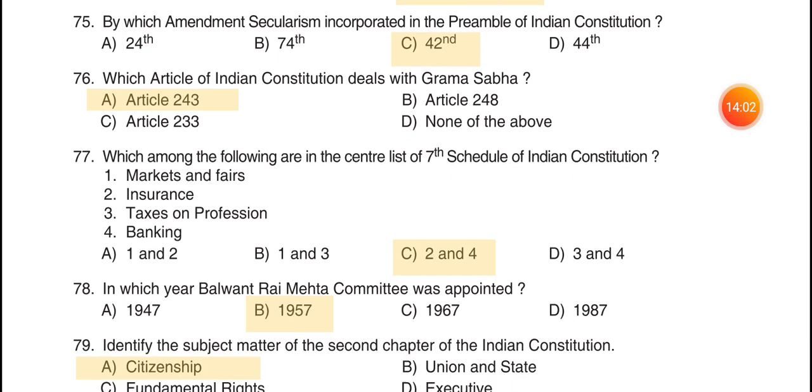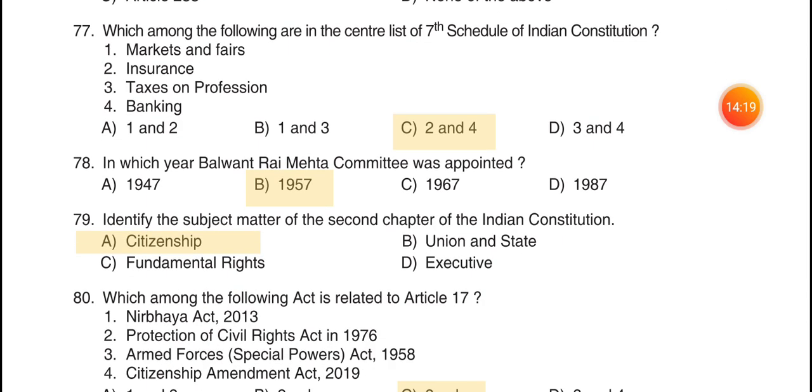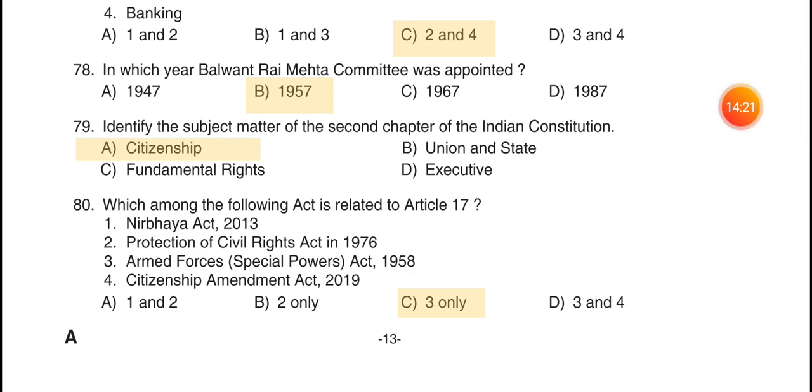77. Which among the following are in the Union list of the 7th Schedule of the Indian Constitution? 1. Market and fair. 2. Insurance. 3. Taxes on profession. And 4. Banking. Answer is 2 and 4, that is insurance and banking. 78. In which year was the Balwantrai Mehta Committee appointed? Option B, 1957.